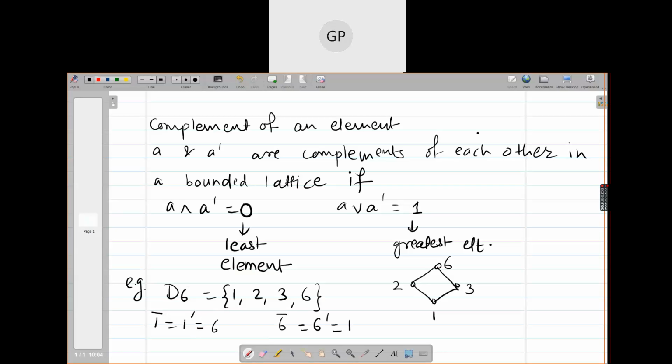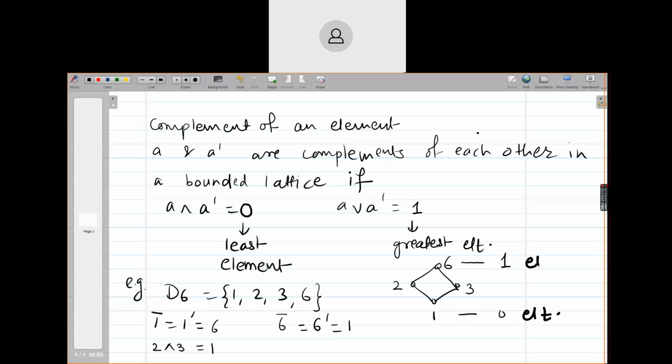Okay. Now what is complement of 2? What is complement of 2 in D6? If you observe, 2 meet 3 is equal to 1. What is 0 element here? This is 0 element. And 6 is the 1 element. We denote the greatest element by 1 and the least element by 0. So here 6 is the 1 element and 1 is the 0 element. Or 6 is the 1 of D6 and 1 is the 0 of D6. Do you understand this? What I'm saying?